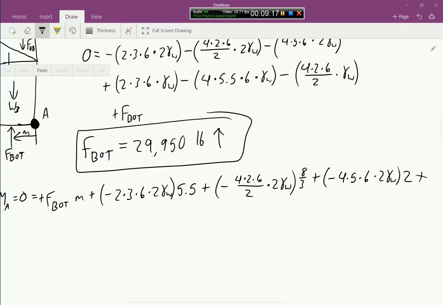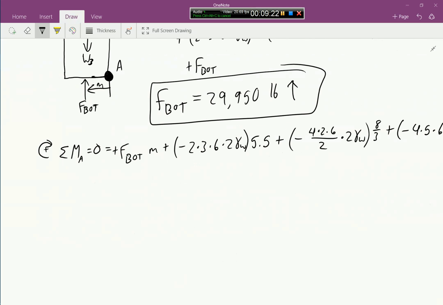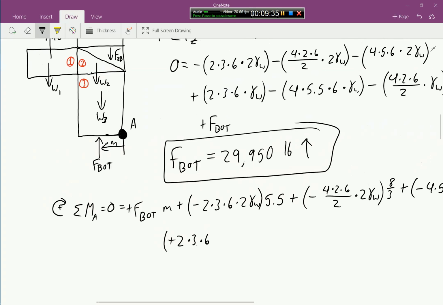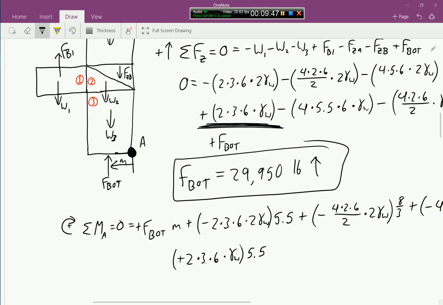Then we are going to have our buoyant force, which coincidentally is almost the same as weight 1, except it's going to be a positive value. So we have the buoyant force, which we found right here, which is 2 times 3 times 6 times gamma water, times its moment arm, which is the same as the weight of 1 because the buoyancy force acts at the centroid of the volume displaced, which in this case is just body 1.